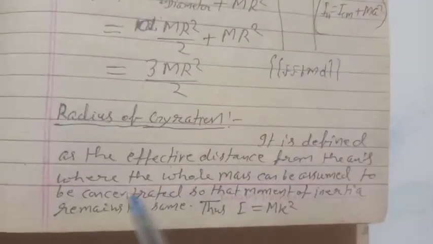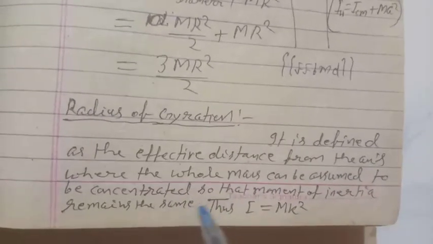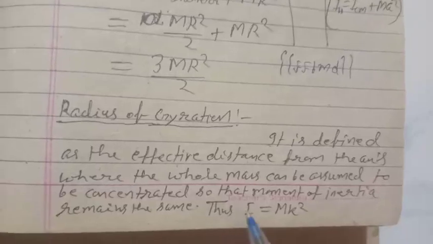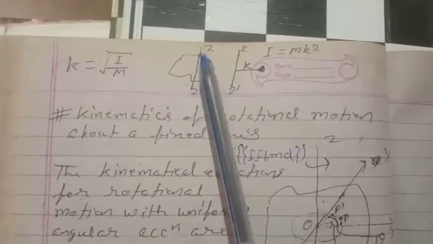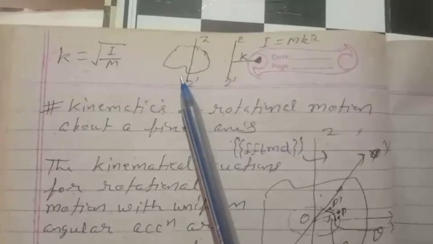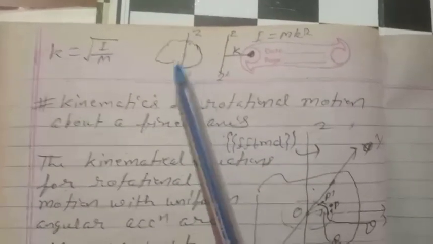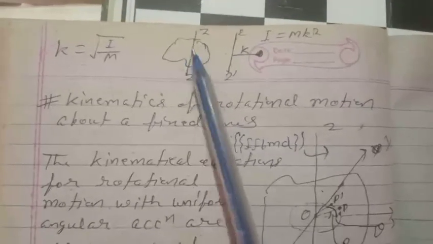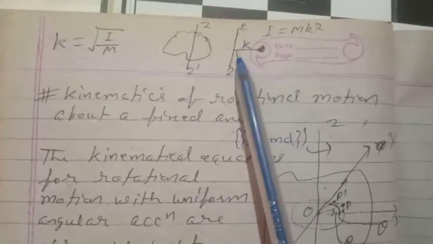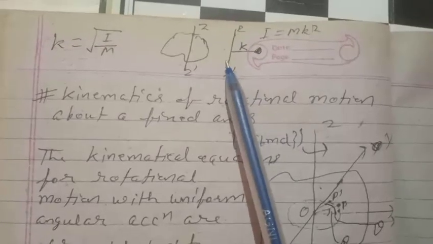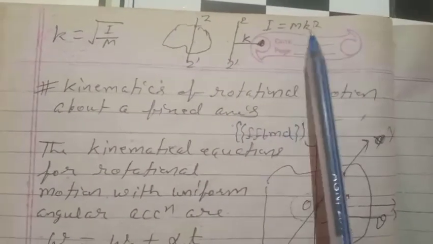Now the radius of gyration. It is defined as the effective distance from the axis where the whole mass can be assumed to be concentrated so that the moment of inertia remains the same. Thus I equals m into k square, where k is called the radius of gyration, or k equals root under I by m. Consider a z axis. If we want to calculate the moment of inertia of this body, then the body may be considered as concentrated at a point mass like this, at distance k from the z axis, and then the moment of inertia will be I equals mk square.